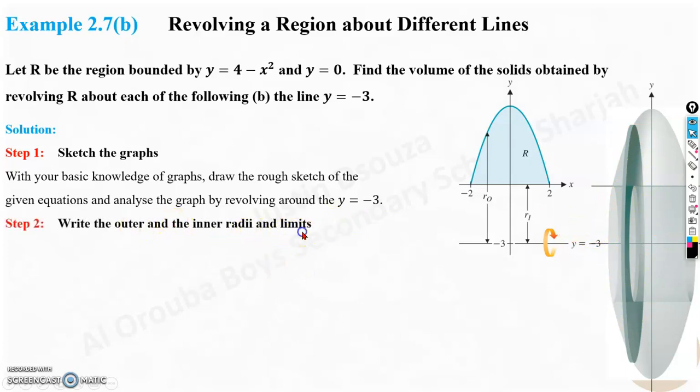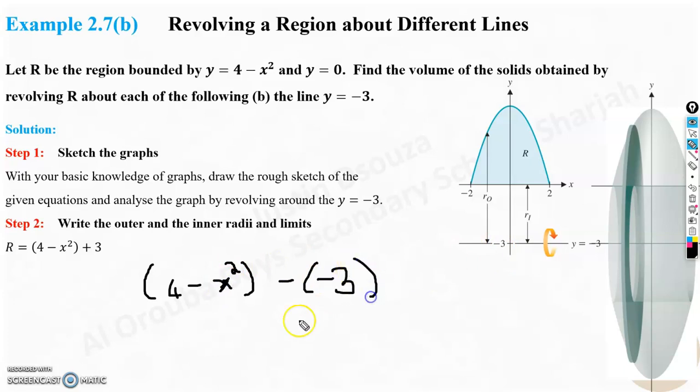You need to write the radii, right? Remember now in this case, what are the radii? What is this equation? The upper equation is 4 minus x squared. You need to subtract this line. See this line, what is this? Minus 3. It eventually becomes 4 minus x squared plus 3. This is important to know. There are other ways to find the radius, but this is a simpler way. So you're rotating along this axis, so this equation minus this point will give you the outer radius.